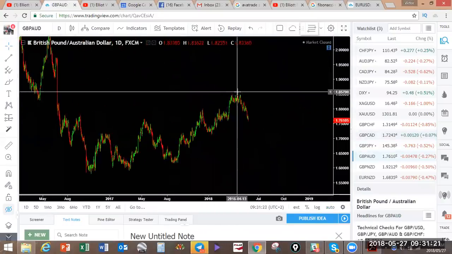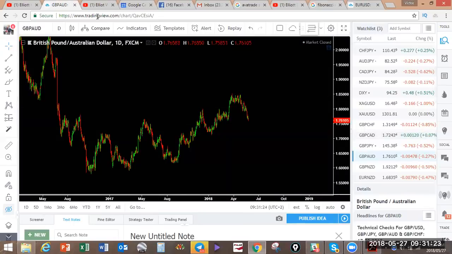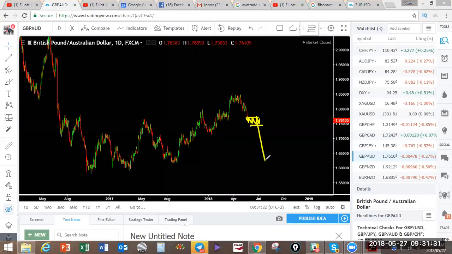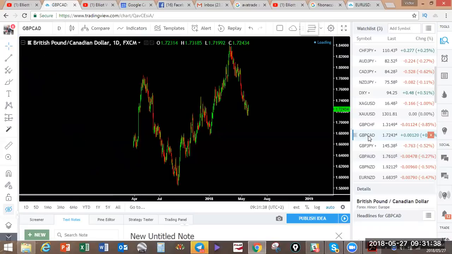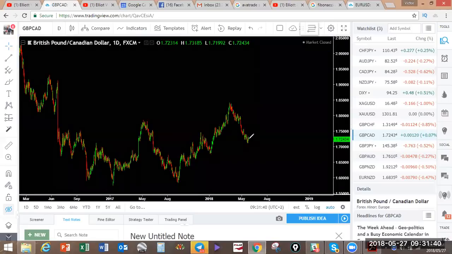Okay, right. So what is the next thing to wait for on pound Aussie? On pound Aussie, what you're going to wait for is a deep corrective structure for a move to the downside, and that's exactly the same thing you're going to wait for on pound CAD. Get a bounce for a move down.